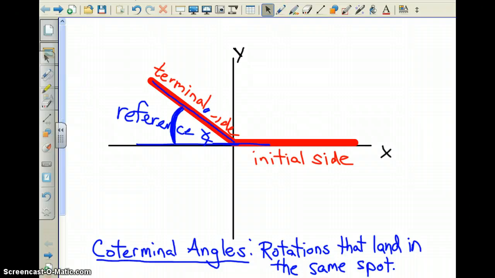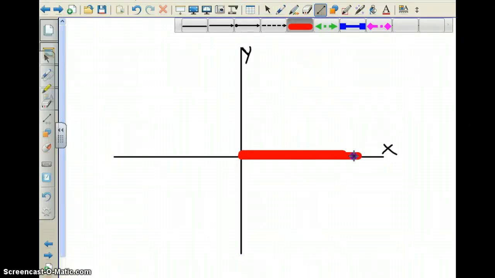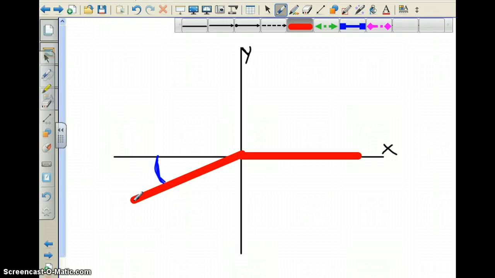So let's talk about these vocabulary words and these terms with some actual numbers. I've already got my initial side drawn, and now I'm going to take my terminal side and rotate it 200 degrees. So here's 90, 180, and then 20 more lands me down in the third quadrant. So that 20 more that I just went past the x-axis is actually going to end up being my reference angle.